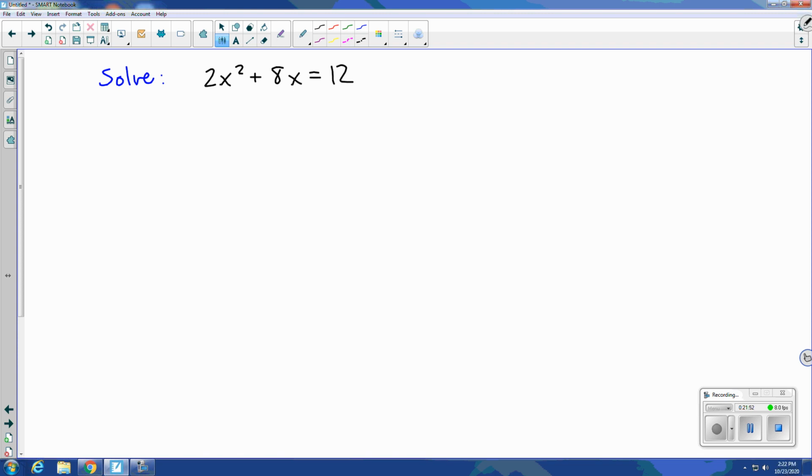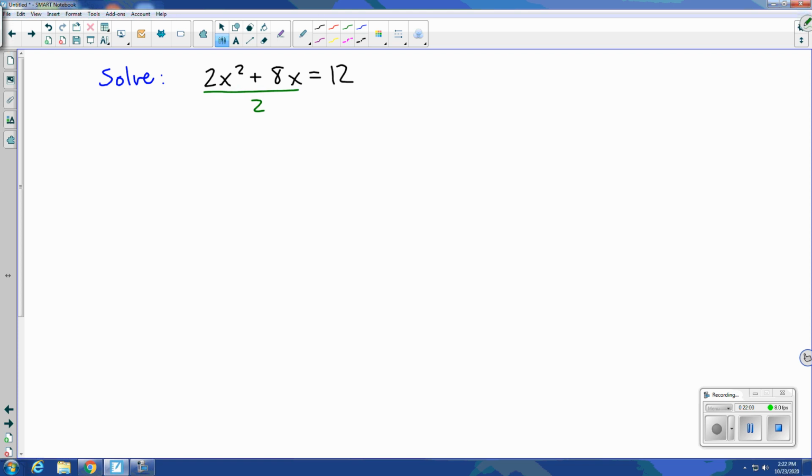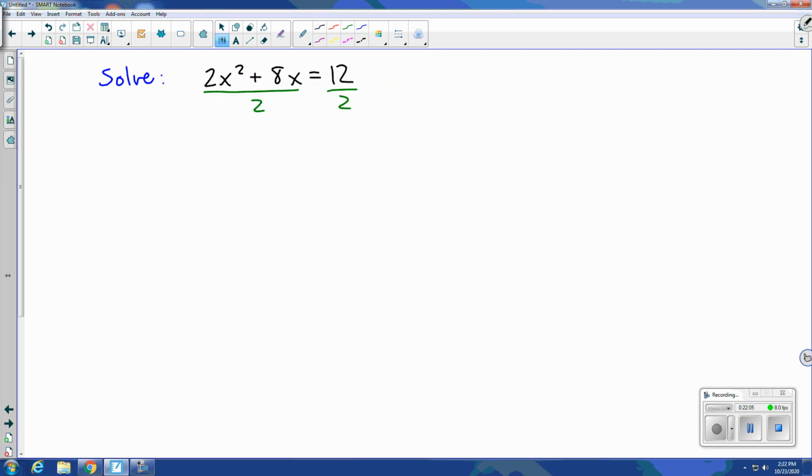The next thing you want to do is make sure your a value is equal to 1. So in order to do that, we must divide both sides by a. So I need to divide both sides by 2. When I divide both sides by 2, we're going to get x squared plus 4x equals 6. At this point, we're ready to complete the square.